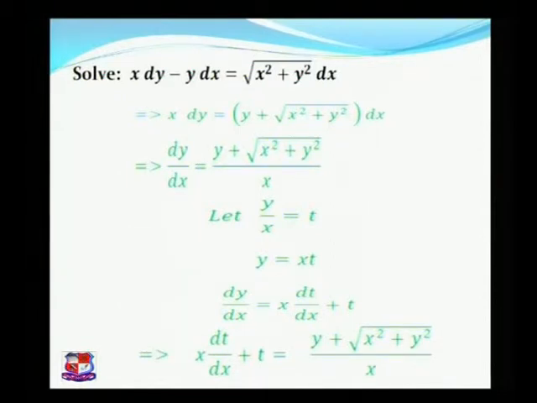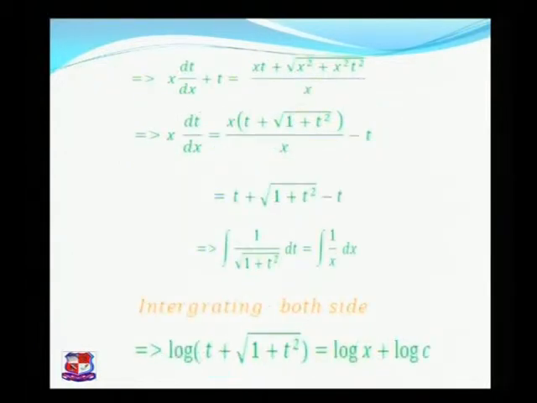Okay, and y upon x is equal to t, so I will put y is equal to xt. So I will get this kind of equation, and by simplifying, we will get 1 upon root 1 plus t square into dt is equal to integration of 1 upon x into dx, and that is variable separable format. So by integrating both sides, we will get the integration of 1 upon root 1 plus t square, that is log t plus root 1 plus t square is equal to log x plus log c.